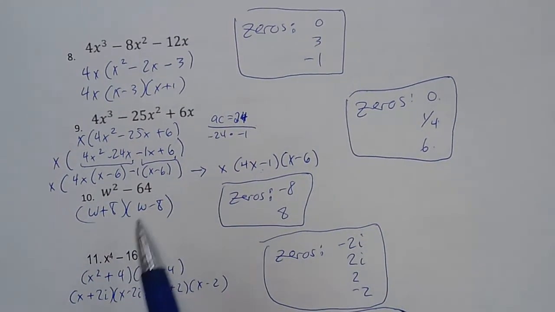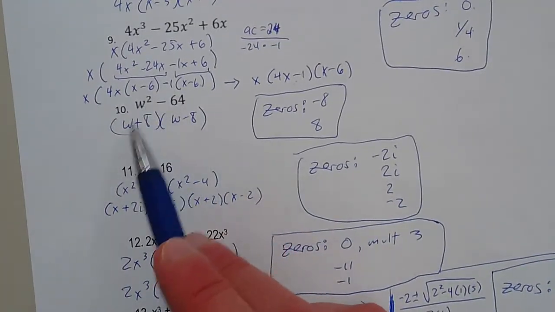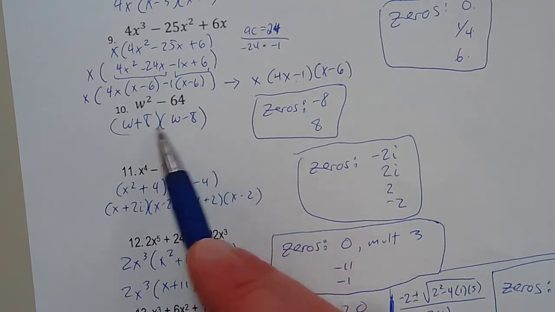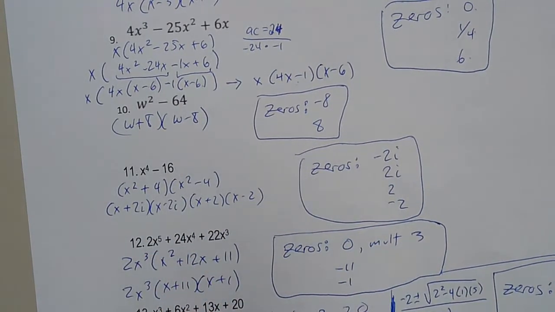Okay, here's the difference. These next 2 are both difference of squares problems. This one's an easy difference of squares. So it's w plus 8 and w minus 8, because those will multiply to give you the -64. So negative and positive 8 are your zeros.